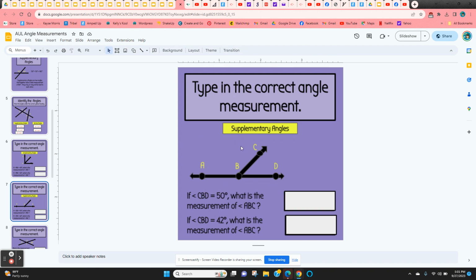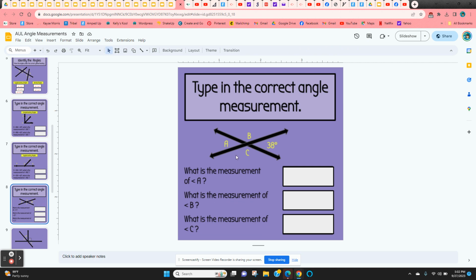Now they've got a couple supplementary angles. It says if CBD is 50 degrees, what is ABC? So the students have to take 180 and subtract 50. They're going to type in the answer there. And then if CBD is 42 degrees, what is ABC?